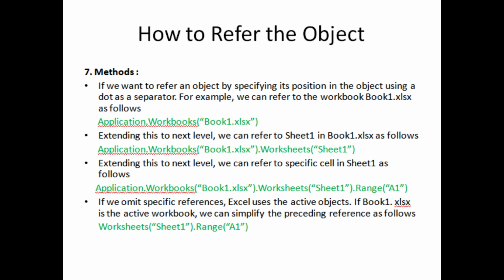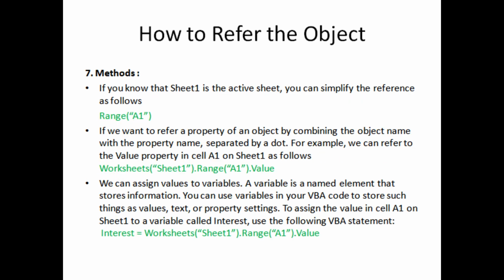If we omit specific references, Excel uses the active objects. If book1.xlsx is the active workbook, we can simplify the preceding reference as follows. Worksheets("Sheet1").Range("A1"). If you know that Sheet1 is the active sheet, you can simplify the reference as follows. Range("A1"). If we want to refer to a property of an object, we combine the object name with the property name, separated by a dot.